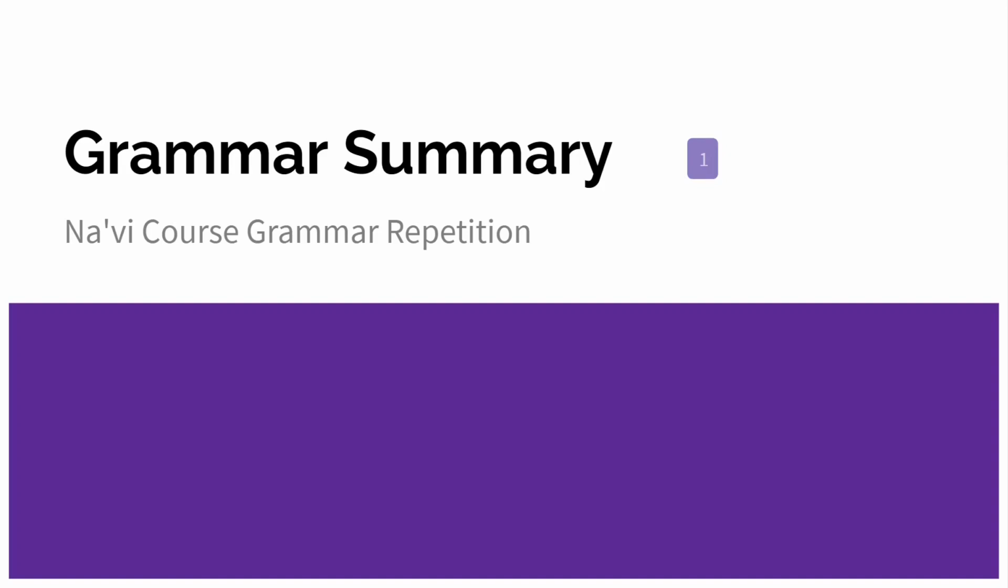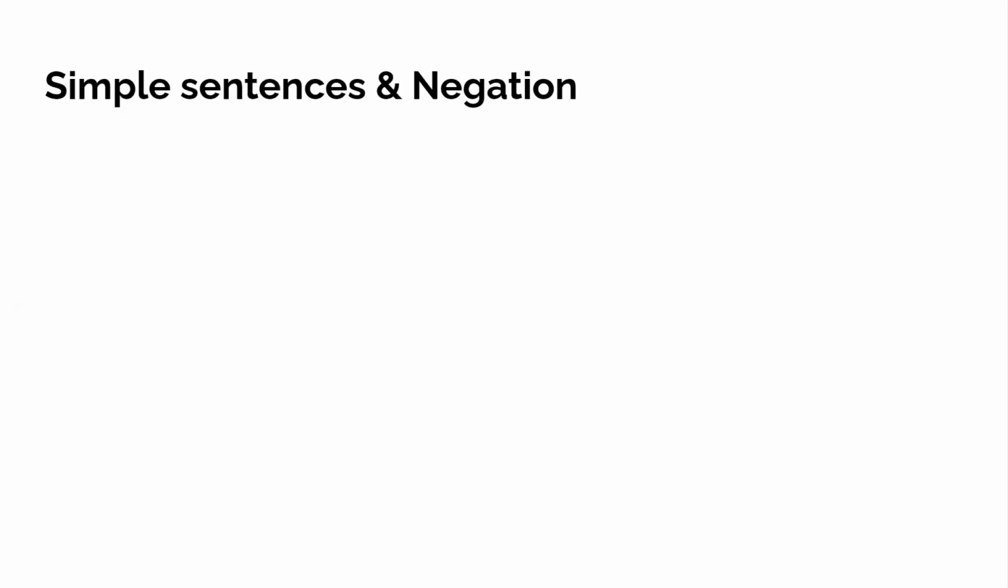They show you in which grammar video you can find the topic we are currently talking about. So for example, the number 1 would mean that you can find out more about a topic in video 1 of the grammar series. Video 1, of course, was the How to Learn Na'vi video, and we will not go into that one. But let's start.